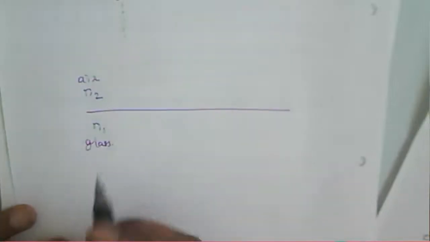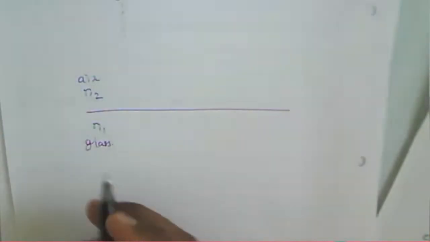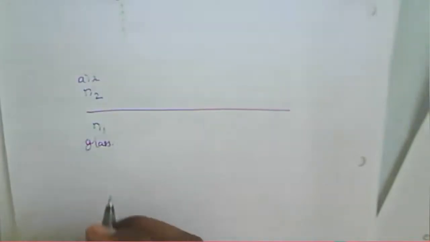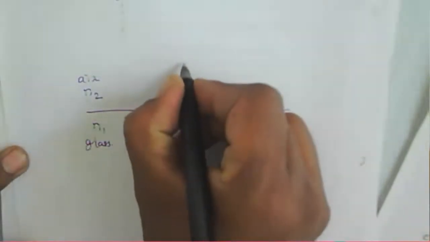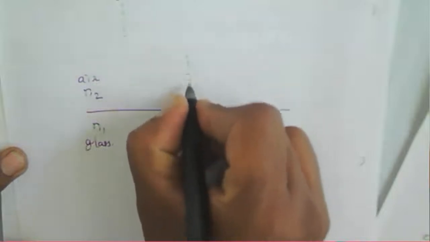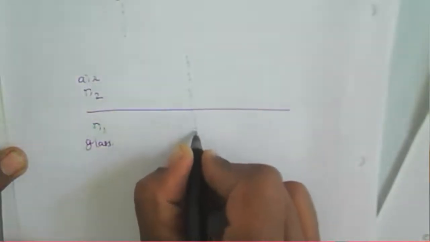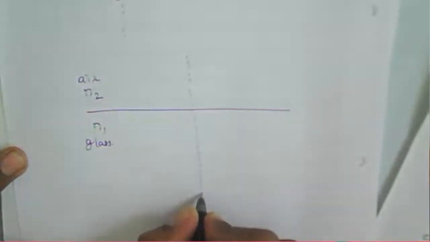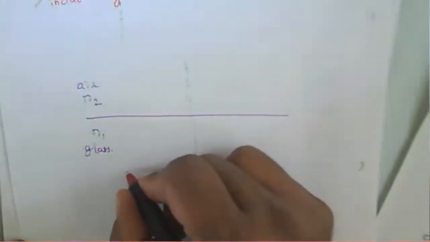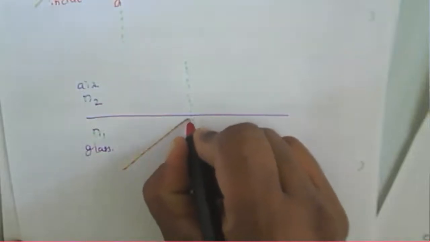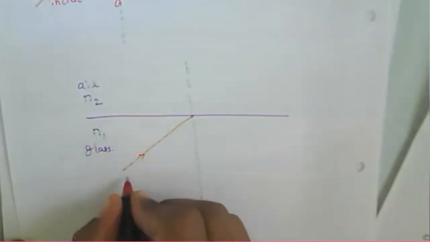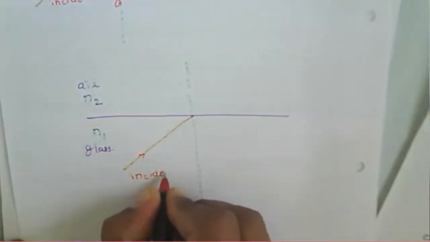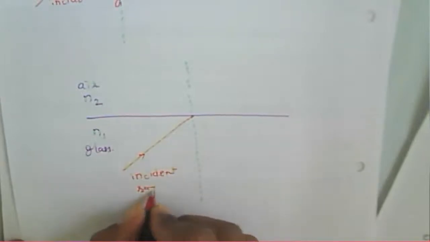And you know that this glass has a high refractive index, and air has a low refractive index. Now I just draw a normal here. So this is nothing but the normal. Now we can say that this one is about the incident ray. This is our incident ray.